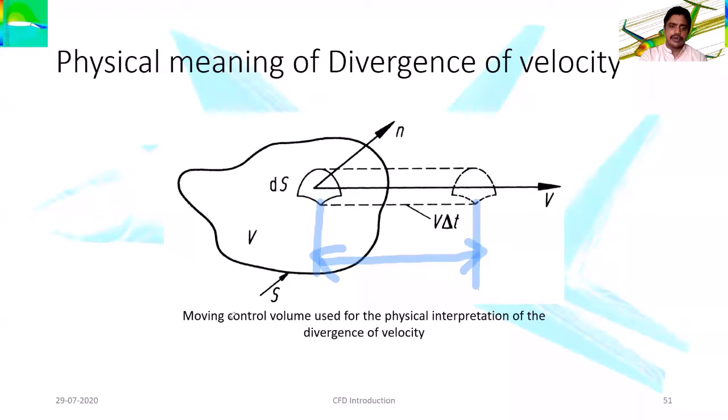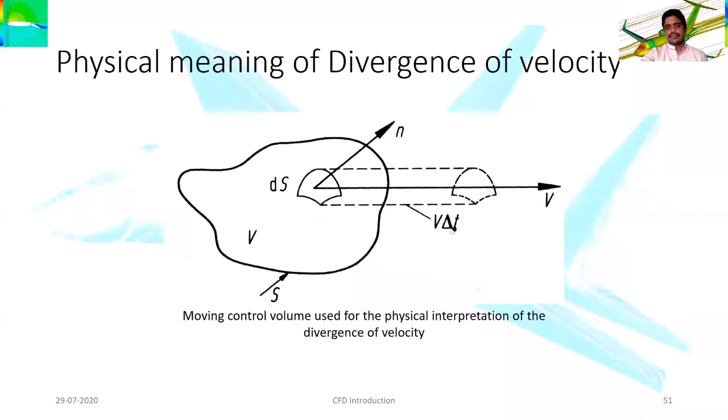Right. So now, what do we name this one here? It is moving control volume. What we have named it here is moving control volume, used for the physical interpretation of the divergence of velocity. We would like to finally come to the point of divergence of the velocity. Actually, we have already discussed what exactly the divergence is in a theoretical way of understanding. Now we would like to make it a practical one. So how do we approach this mathematically? The topic is the physical meaning of the divergence of the velocity. Right.